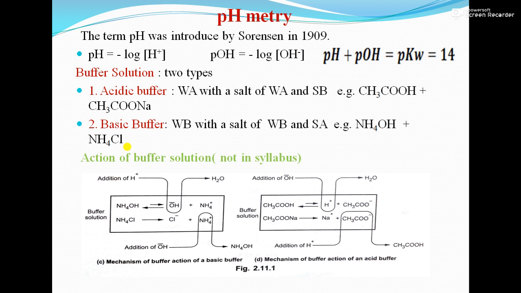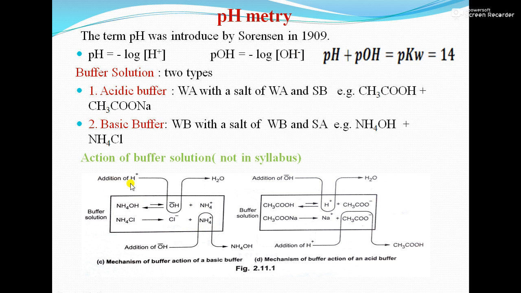So what is a buffer solution? A buffer solution is a solution which resists change in the pH on addition of a small amount of acid or base. How does it work? You can see from the diagrams below the action of a buffer solution. Suppose we are considering a basic buffer solution, NH4OH and NH4Cl. On dissociation, NH4OH will give OH minus and NH4 plus. Similarly, NH4Cl will give Cl minus and NH4 plus.